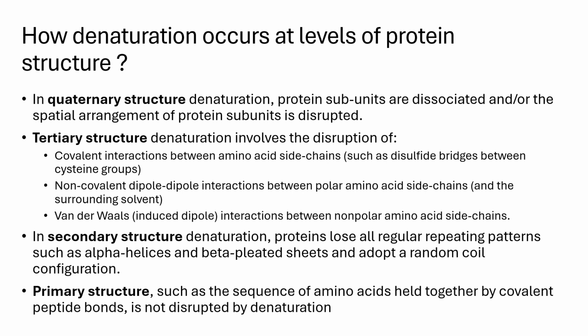So primary structure is not disrupted by denaturation. However, quaternary, tertiary, and secondary will get disrupted, right? So in secondary structure, what happens? Proteins lose all regular repeating patterns such as alpha helices and beta sheets and adopt a random coil configuration, right?